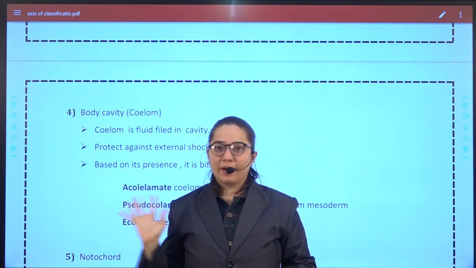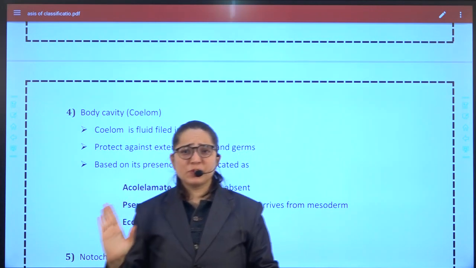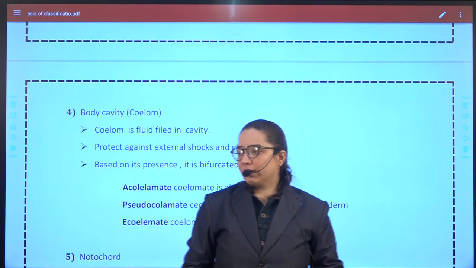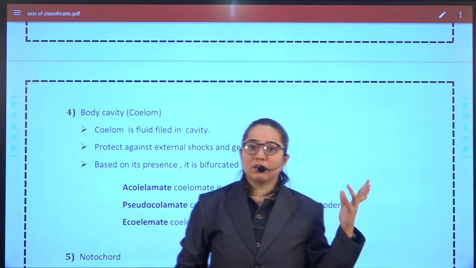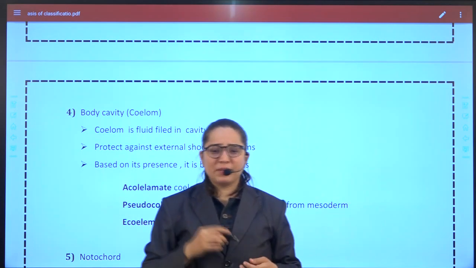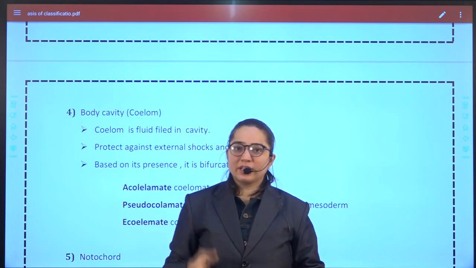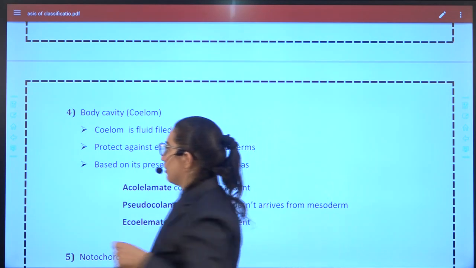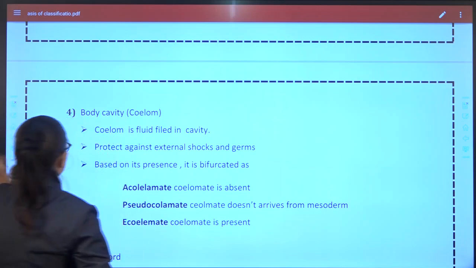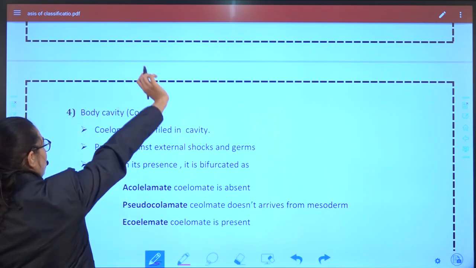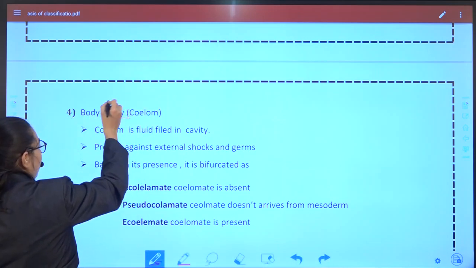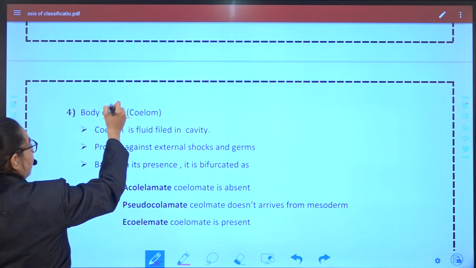What does cavity mean? You have seen many advertisements, like about the cavity in the teeth and all that. You might have heard this word cavity. But what is the meaning of the word cavity? Cavity actually means empty space or hollow space.